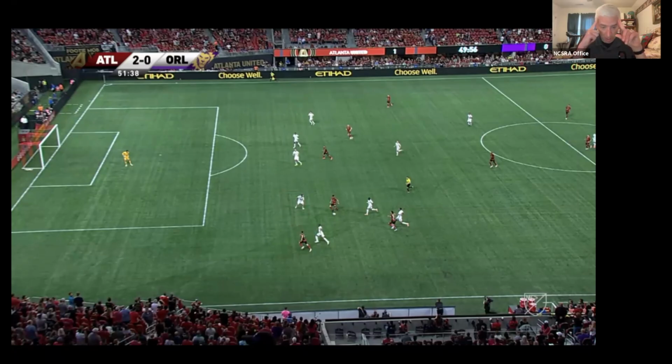Now we have to go through our criteria here. Is the player closer to the opponent's goal than either the second to last opponent or the ball? That's the first thing we have to think about. If he is, when it's last intentionally played by his teammate, and he interferes with play, interferes with an opponent, or gains an advantage from being there, he is offside.